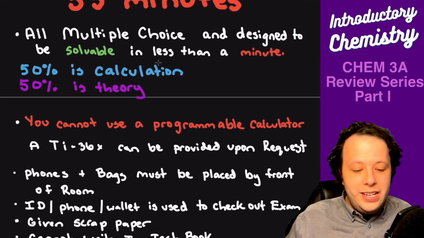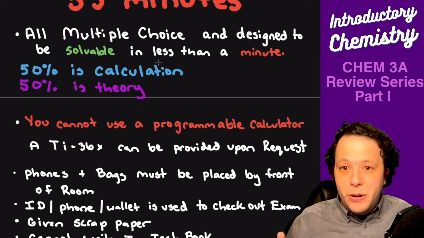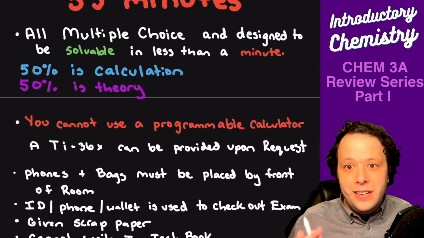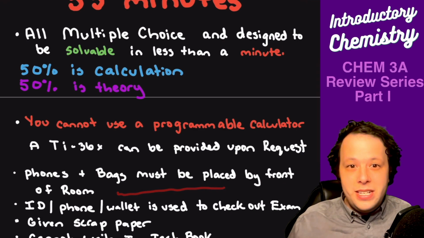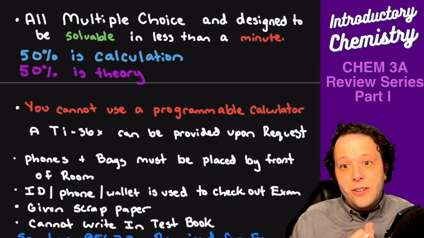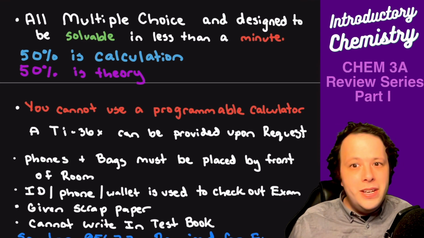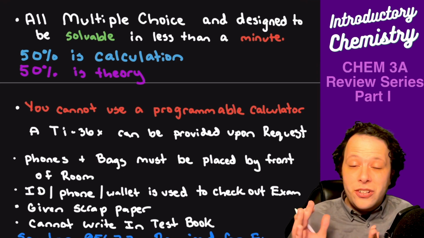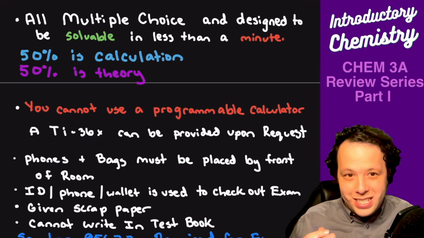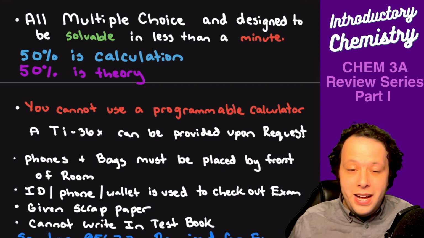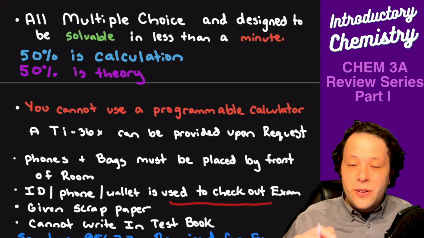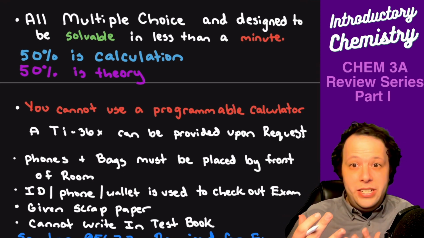Now, the other thing you have to do when you come on the day of the exam: phones and bags all need to be placed in the front of the classroom, out of the way. Usually, your teacher will have a place where these can go. When it comes to taking an exam, this is a standardized test. It's not like a normal exam. The instructor is responsible for making sure that it's kept behind locked doors and that none of that information escapes. So, you will need to have an ID or a phone or a wallet ready to go that can be used as collateral to exchange for that test.